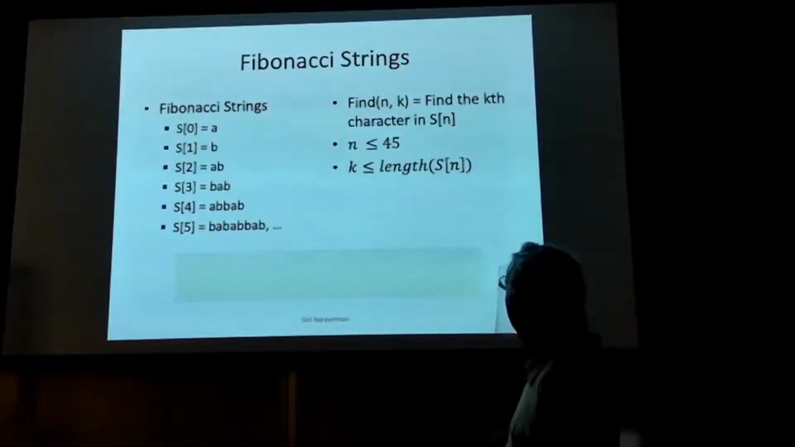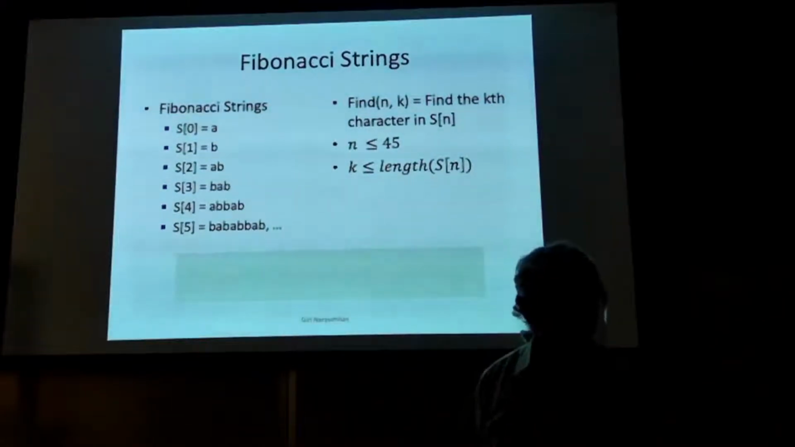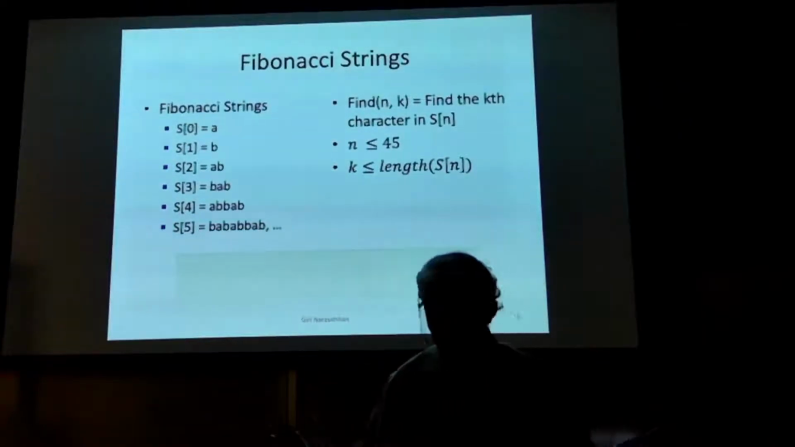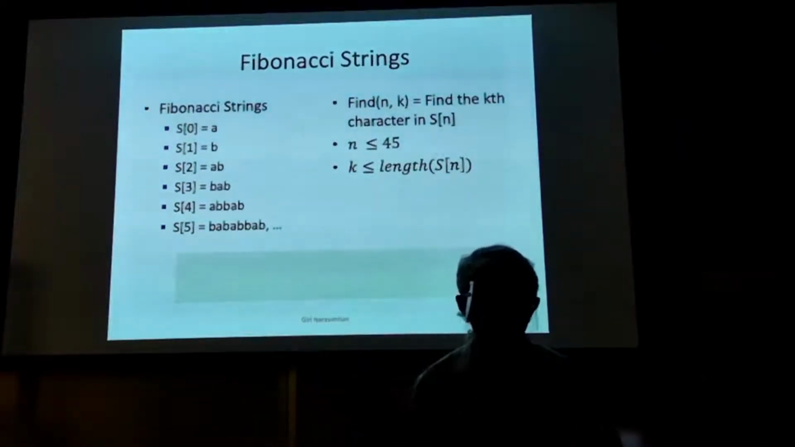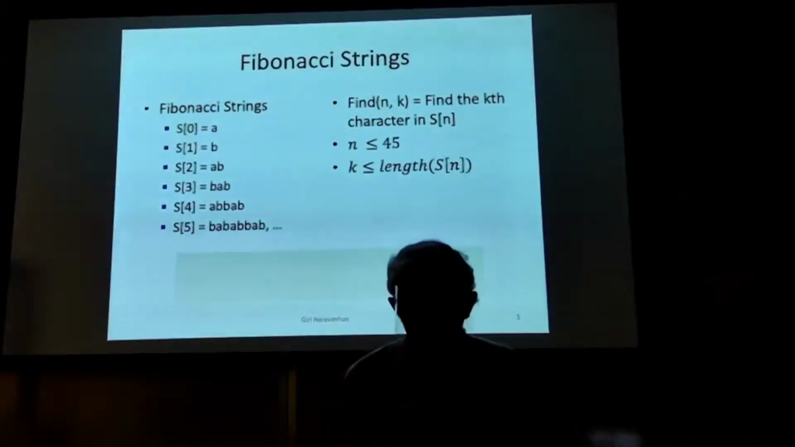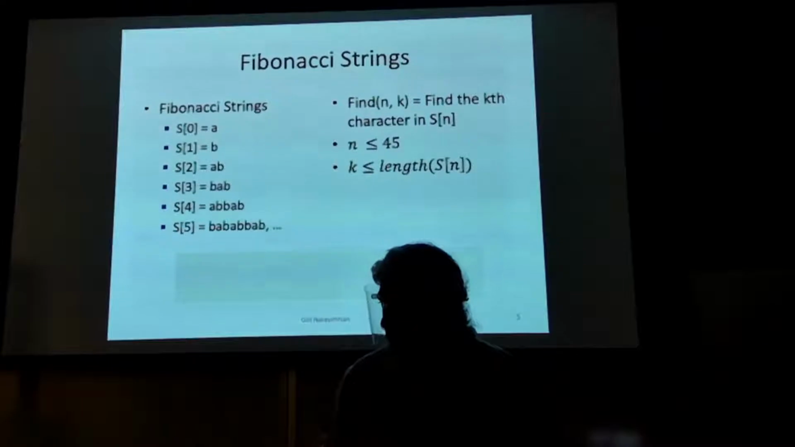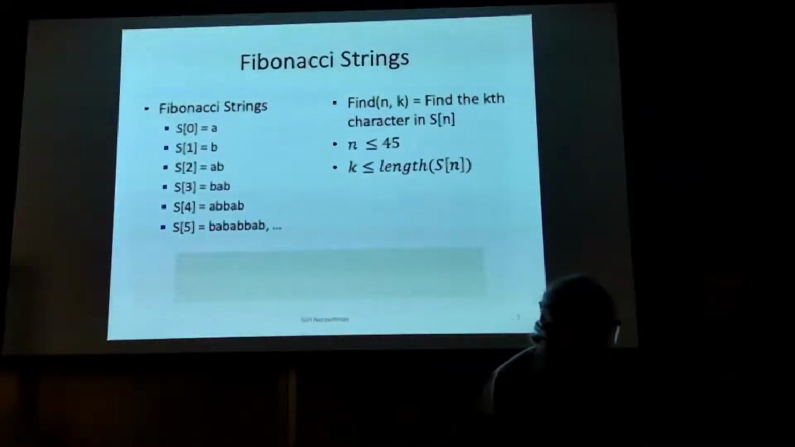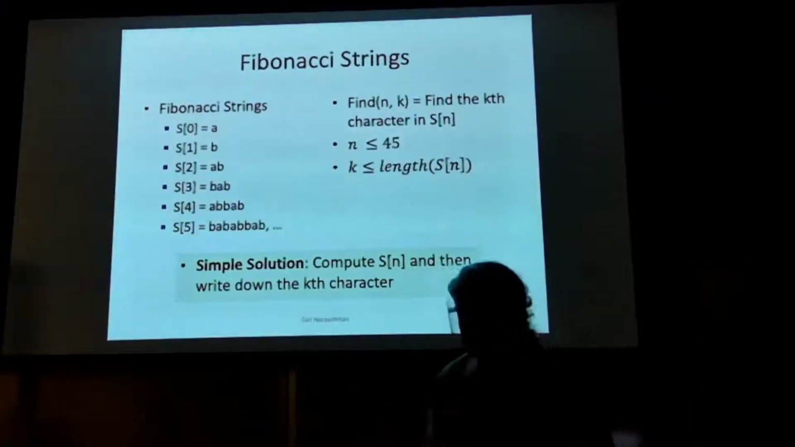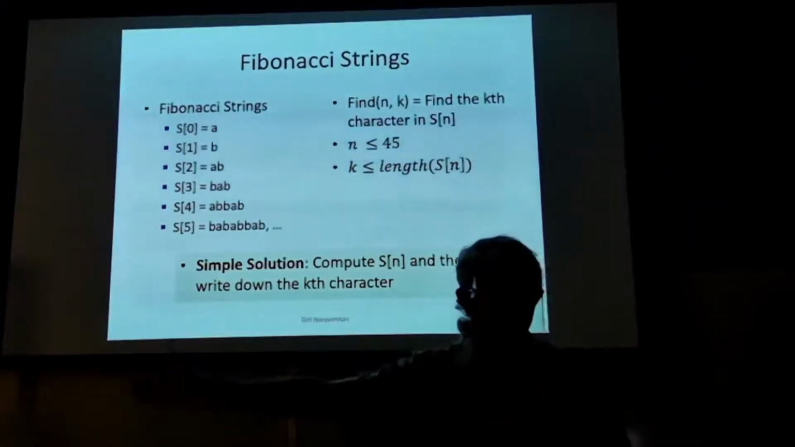Force approach. The problem also tells you that n could be as high as 45, and k, of course, could be whatever is the length of the 45th Fibonacci sequence. Now, if n is 45, it's not hard to imagine that the string can be very, very long. So the brute force approach is going to drive you crazy, because trying to write down the string itself would take too long.